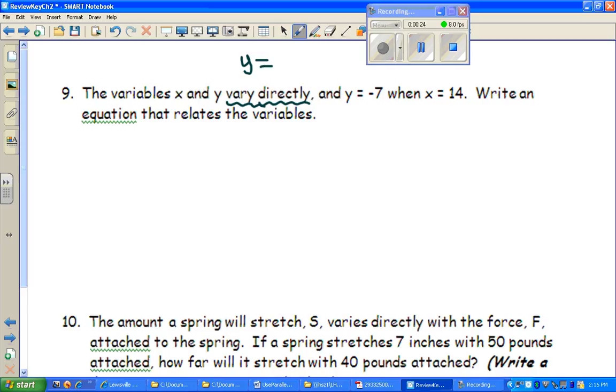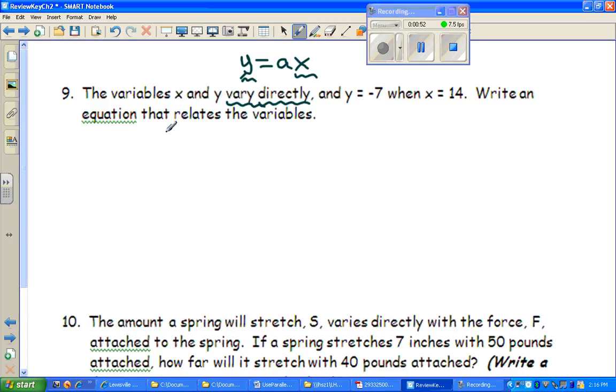Write y equals ax. That's what I always write whenever I see this, because when you read these words, varies directly, it seems so intimidating. So I just want you to write this equation so that you realize we've got this simple format for our equation. We know that to write an equation, we want to have an x and a y in the equation. So what we need to figure out is what a is.